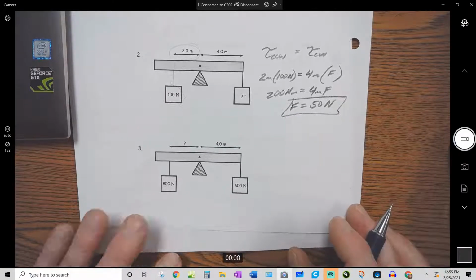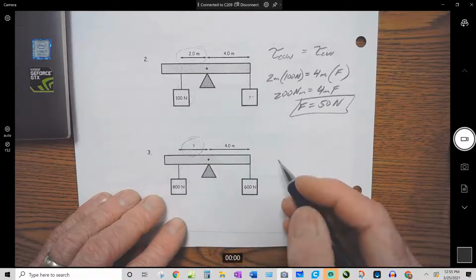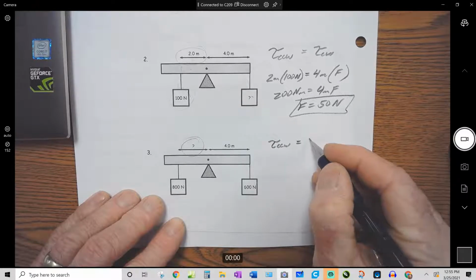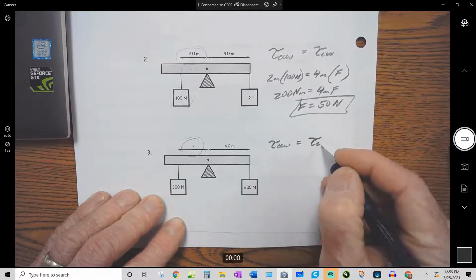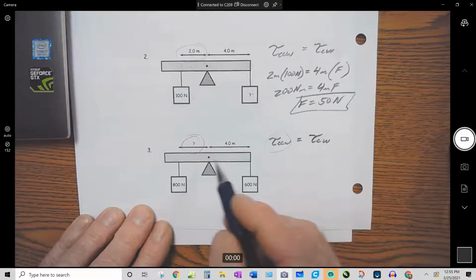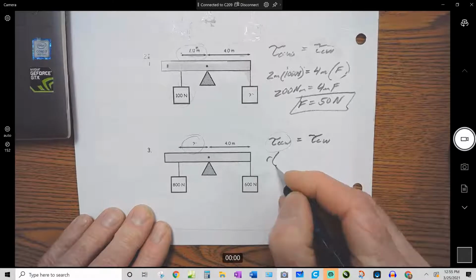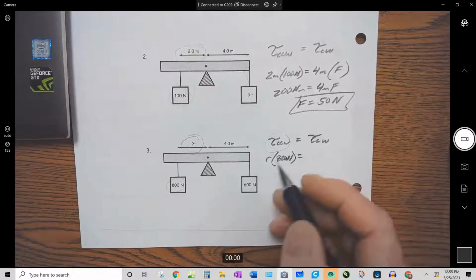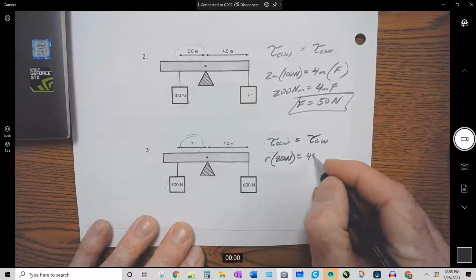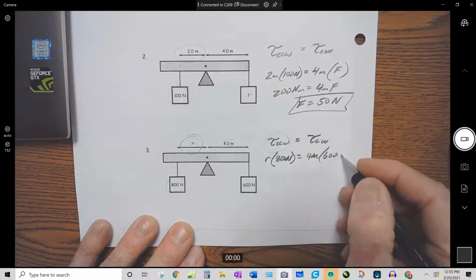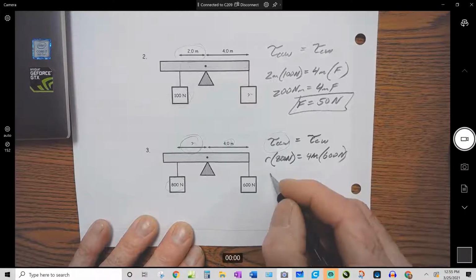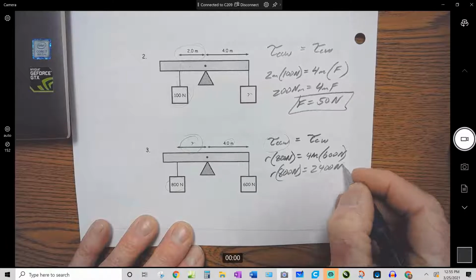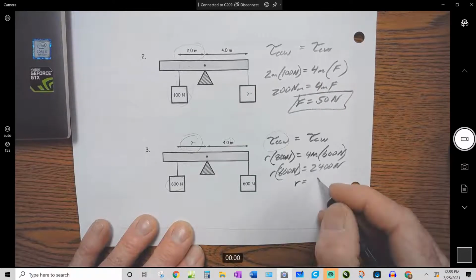Number 3, got to figure out this length right here. So I don't think this is really all that hard either. We will get to a tricky one in a little while. So I just start out the same way as usual. Counterclockwise torque equals clockwise. The counterclockwise torque, I'm going to call this R because I don't know it, times 800. And the clockwise torque is R times 600. So R times 800 equals 2400 newtons. So R equals 3 meters.